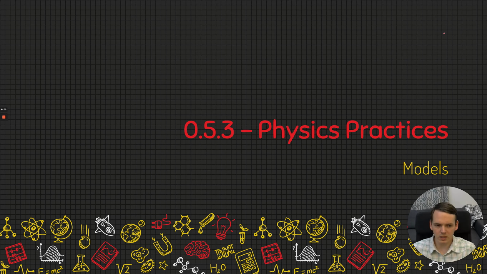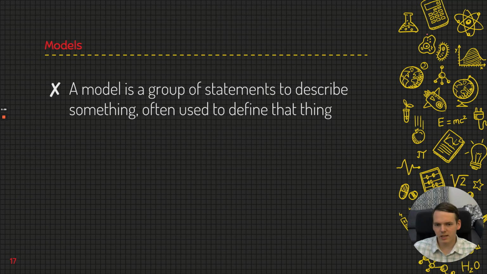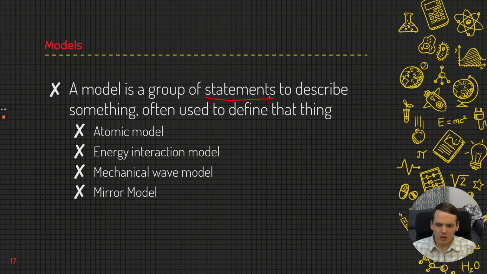The next topic we're going to talk about is scientific models. A model is a group of statements to describe something, and it's often used to define that thing. Examples of models are the atomic model, the energy interaction model, the mechanical wave model, a mirror model, etc.